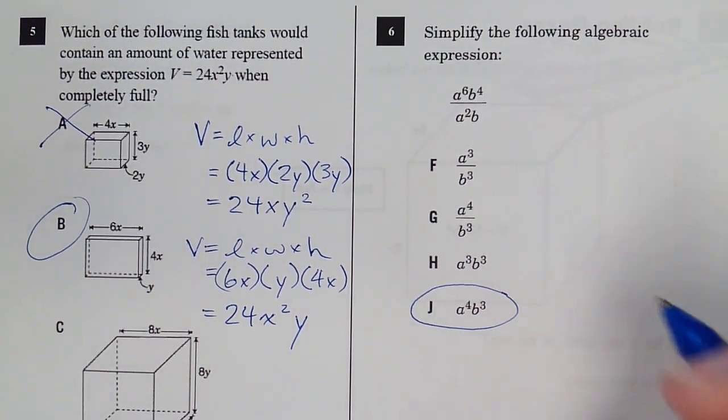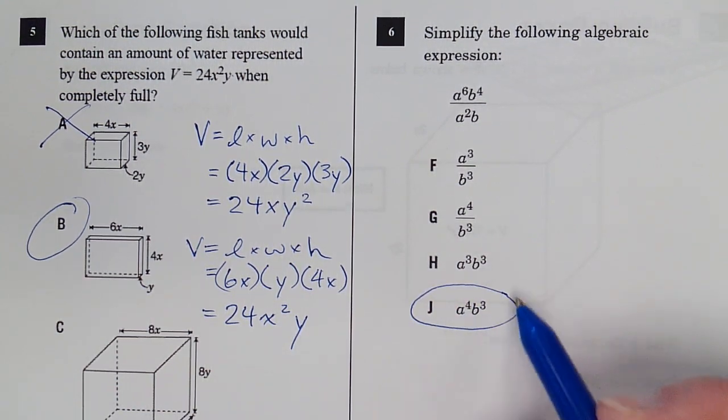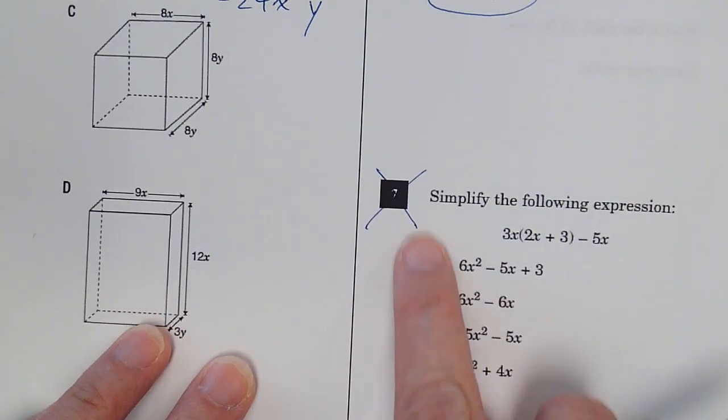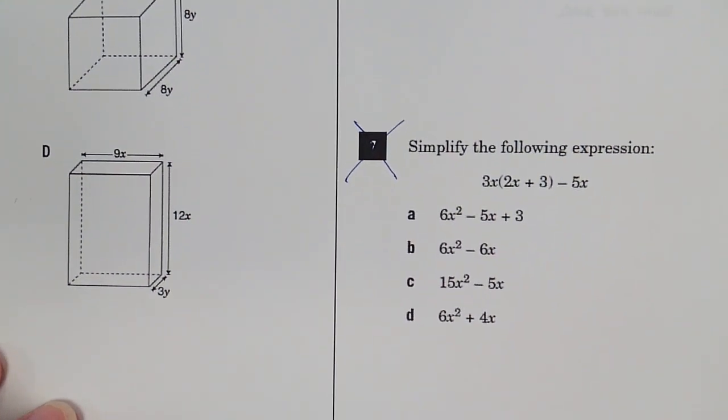J. Yes. So not H as the answers in the back say. Okay, so there is a mistake in the answers. This one is supposed to be J. Okay. Number 7, I said to skip it.